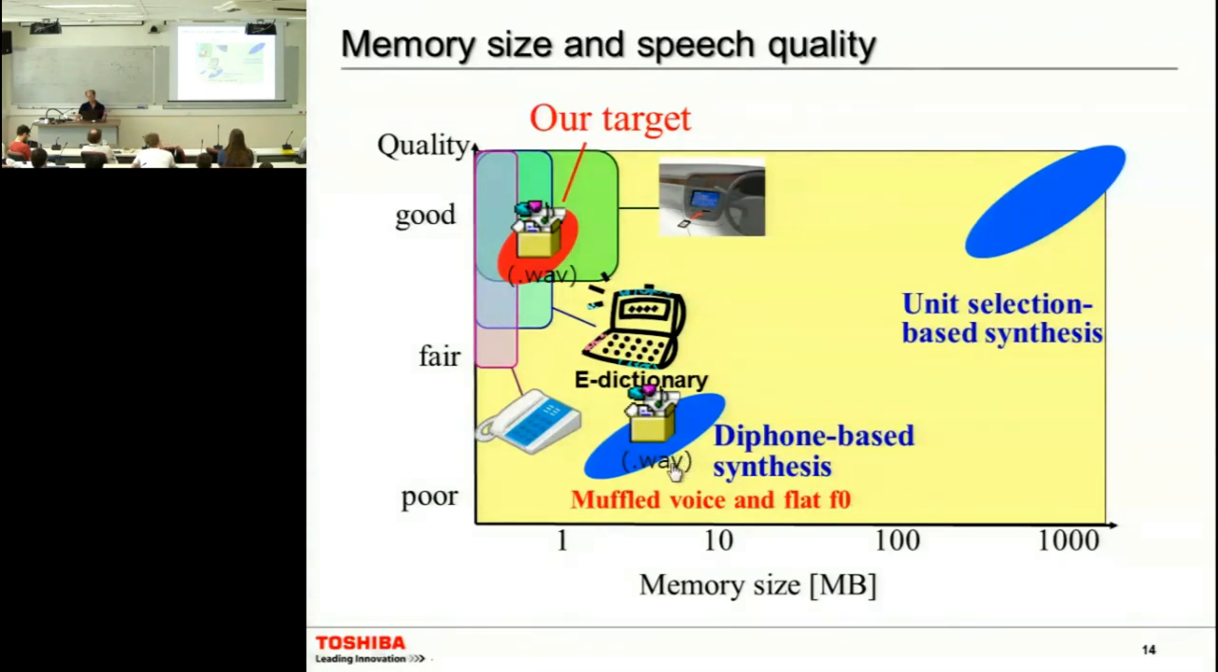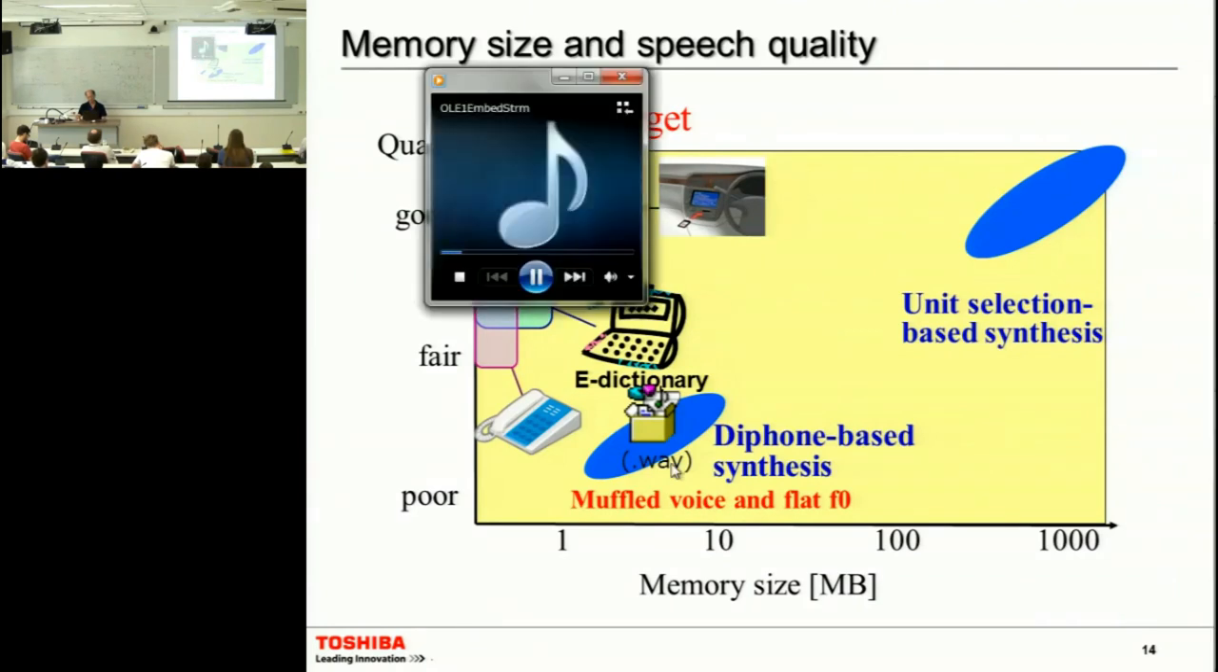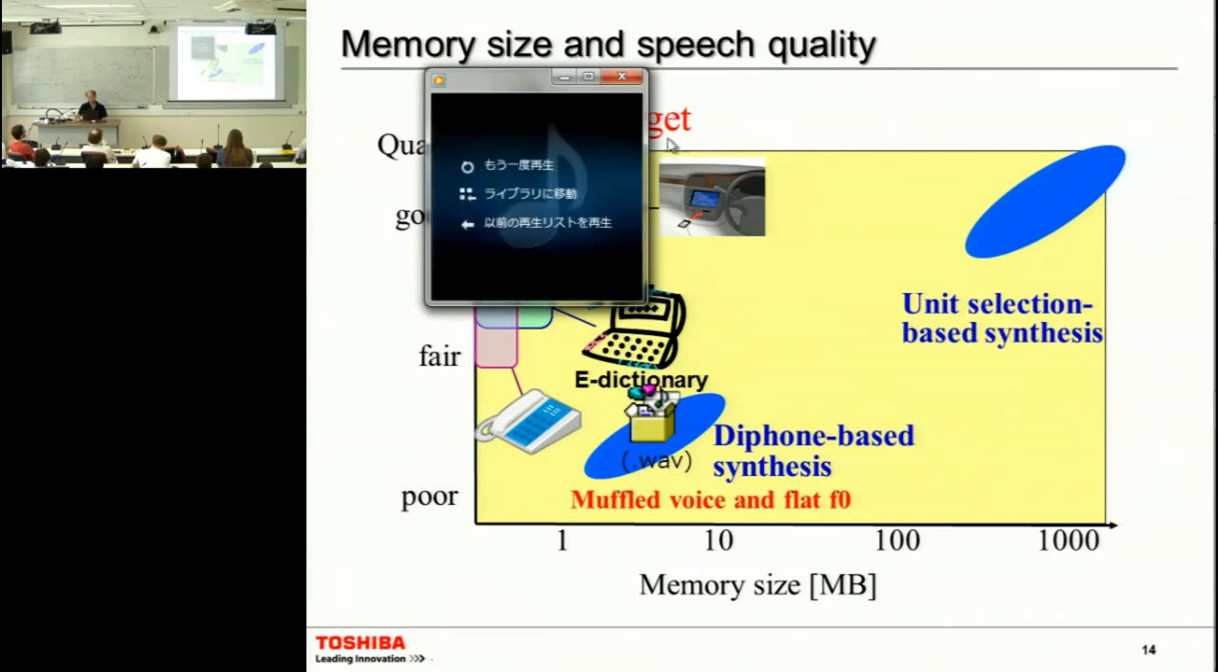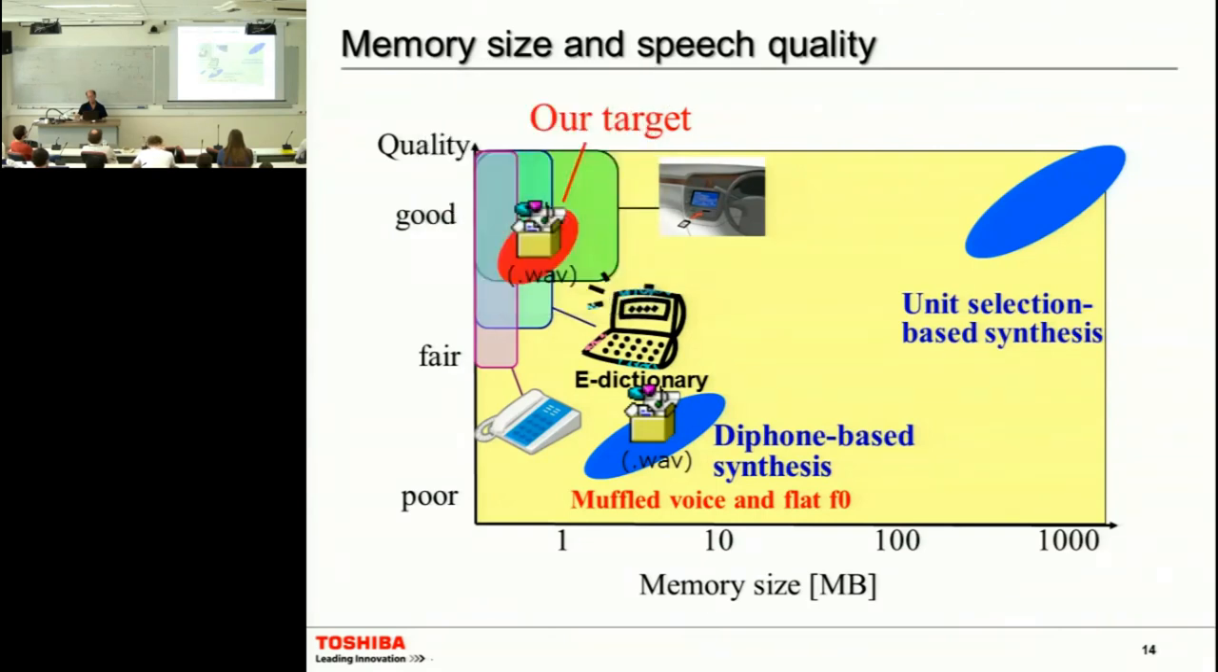This is a speech sample of diphone-based speech synthesis. Okay, this is Japanese, but maybe you recognize that the speech sounds muffled, and the F0 is very flat. So the quality is not good. Quality is terrible. And we want to produce this level of speech quality. This was our target.